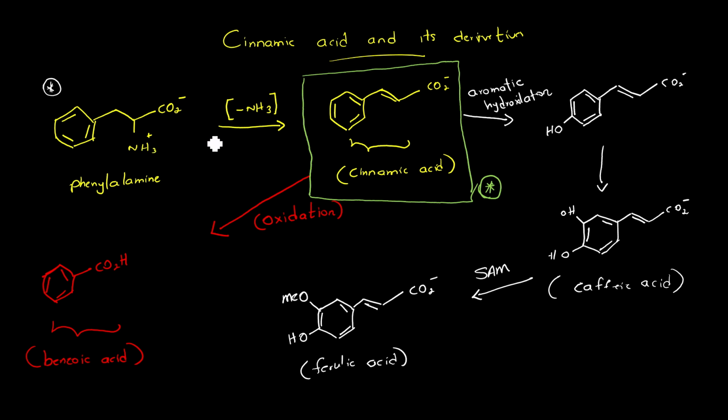So the first step which we are going to talk about is the deamination. You can see here is the amine group. This amine group will be removed in order to obtain our cinnamic acid. So you can see it's pretty easy, right? This is cinnamic acid. This is a very important organic molecule in biosynthesis. In biosynthesis pathways, many biological systems contain cinnamic acid and it has a lot of functions.